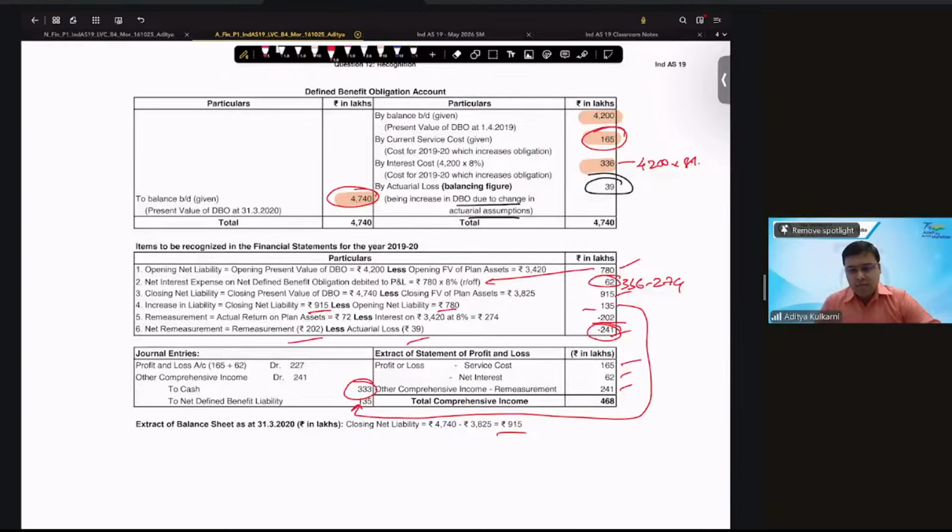Ayush, Leela, any doubts? Too many things at one time? Yes, too many things. So not clear. Ayush, go ahead. Sir, we are just digesting it.